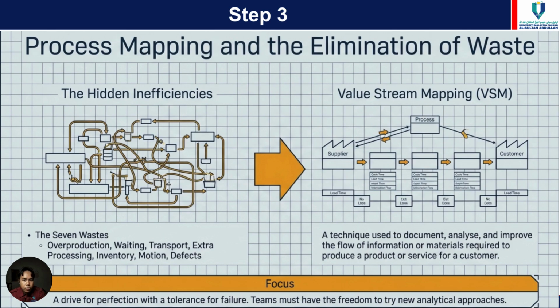The analyze phase is also where we map and eliminate waste. As we can see, if the process before had hidden inefficiencies, after the analyze phase we change it into a more structured one, such as value stream mapping (VSM). In this phase, we focus on driving for perfection with a tolerance for failure, and the team must have the freedom to try new analytical approaches.